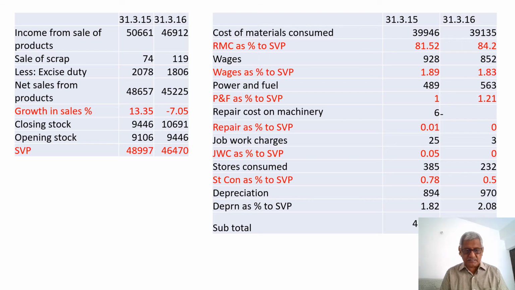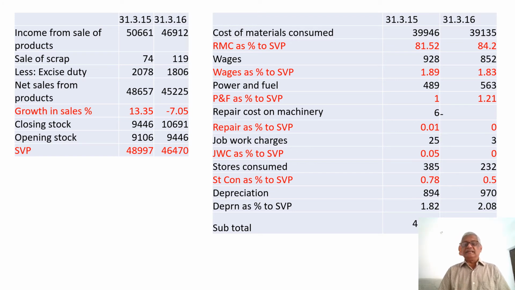So what we do is, to the net sales from products, we add the closing stock. When I say closing stock of semi-finished goods and the closing stock of finished goods, we have added here, and then we have deducted the opening stock. The reason for deducting the opening stock is, for this I incurred the various expenses last year. Then why should I include that? So I found out what is called as SVP, sale value of production.